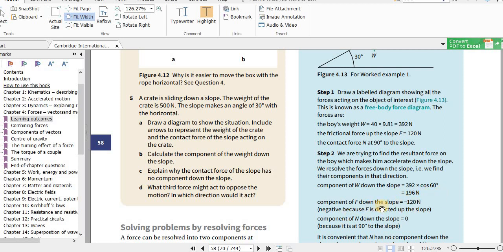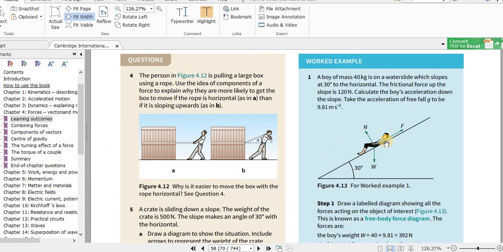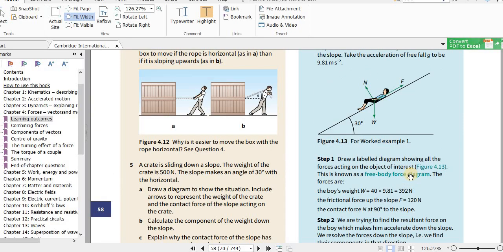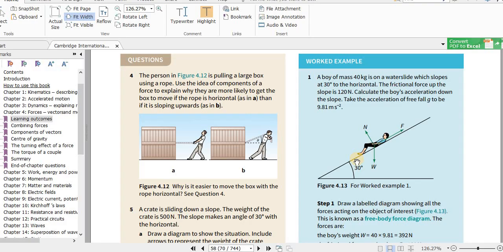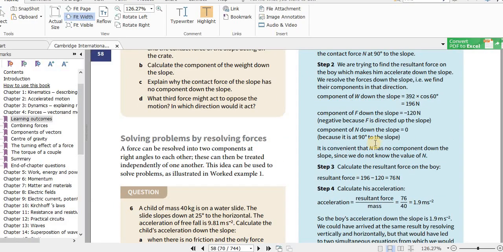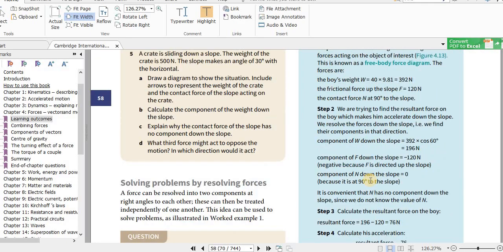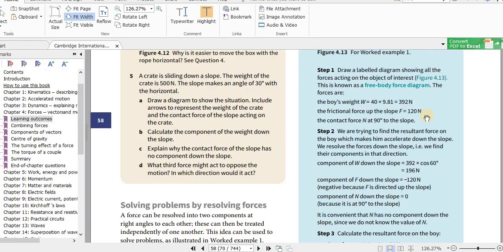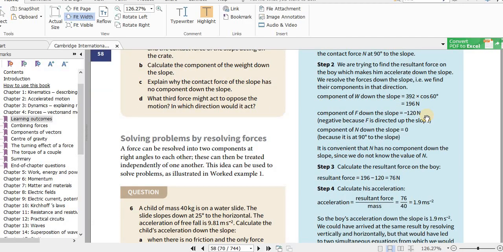Now the component of F down the slope is, up the slope it's 120, down the slope means opposite direction, minus 120. The component of N down the slope is 0. You can see it's perpendicular, so if you take cosine, it's 0. N cosine 90 is 0. Then the resultant force is the component of the weight down the slope minus the frictional force F. Okay, so 196 minus 120, which is 76.